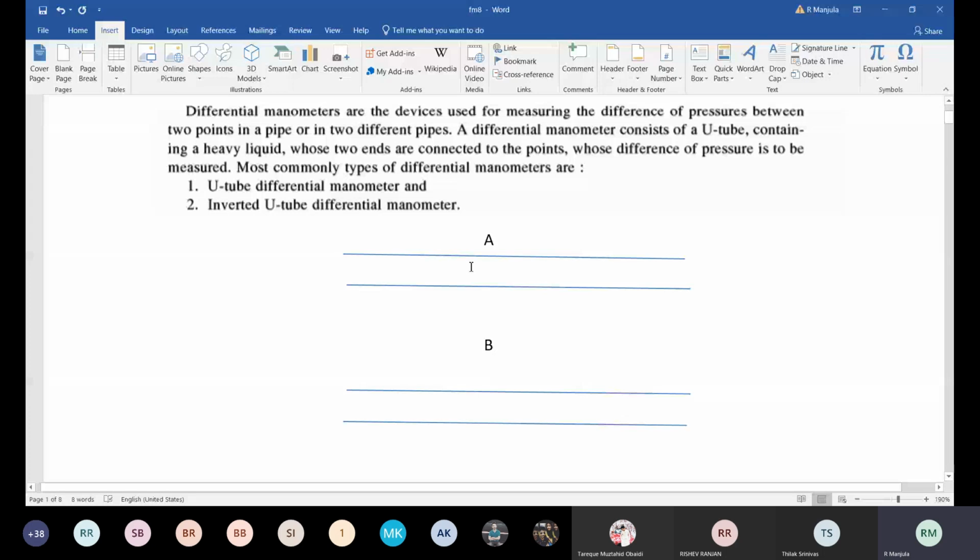So either on the single, same pipe, you can find the pressure difference between the 2 points, or else in two different pipes you can find the pressure difference between the 2 points of different pipes. For this purpose, we use the differential manometer. Like the simple U-tube manometer, it also consists of heavy liquid and its ends are connected to the points where you want to measure the pressure. The common types of differential manometers are the U-tube differential manometer and the inverted U-tube differential manometer.